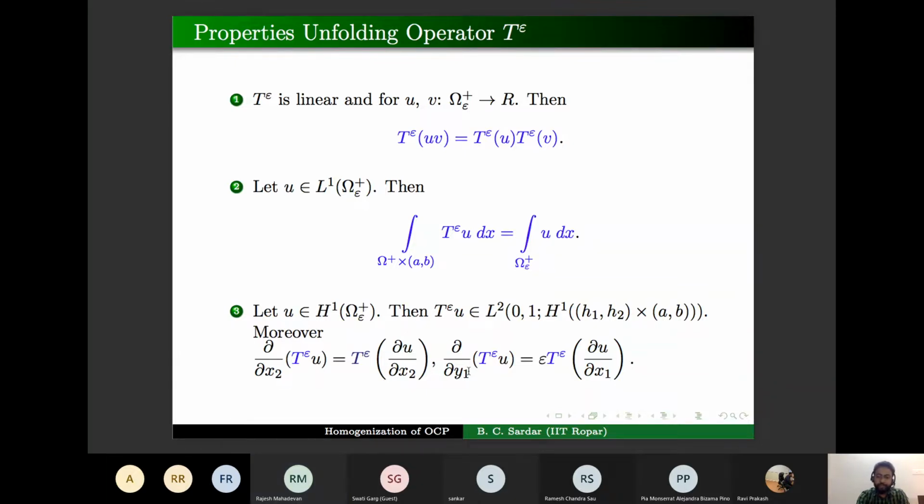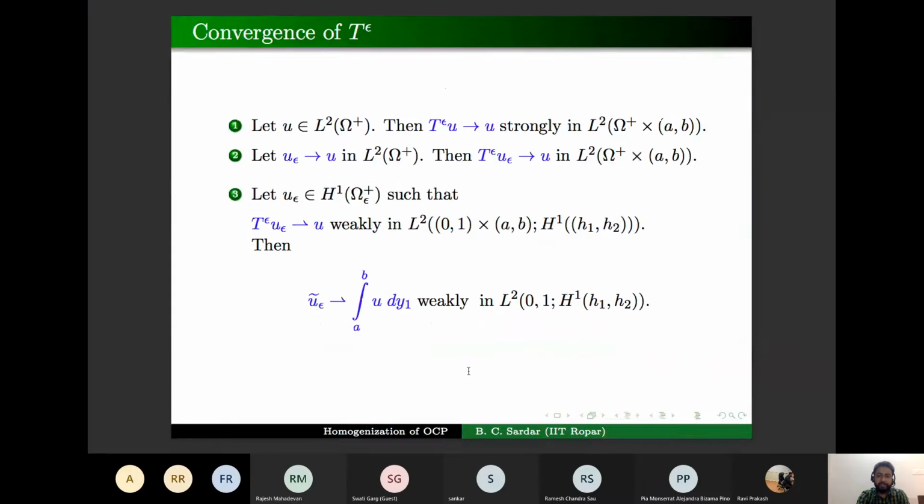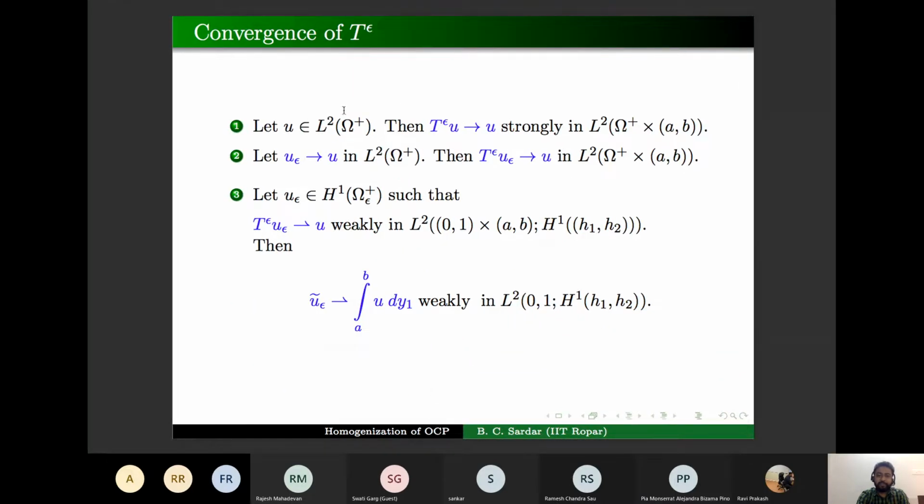Okay, and we also need some convergence results for the unfolding operator. The first: if u is defined on the fixed domain, under unfolding it gives strong convergence in the appropriate space. If you have strong convergence under unfolding, again we get strong convergence. And the property number 3: if you have weak convergence under unfolding, then we get that u epsilon extended by 0 has weak convergence. All these properties will help us pass to the limit in the weak formulation of our optimal control problem.